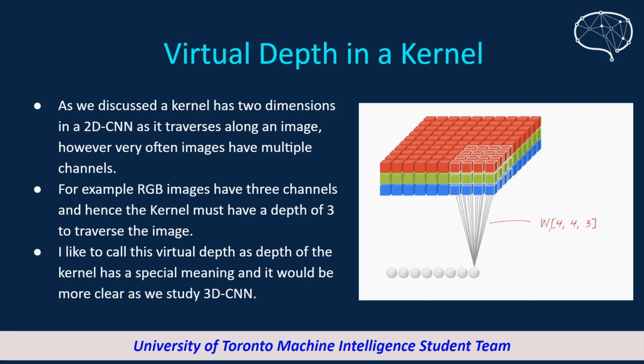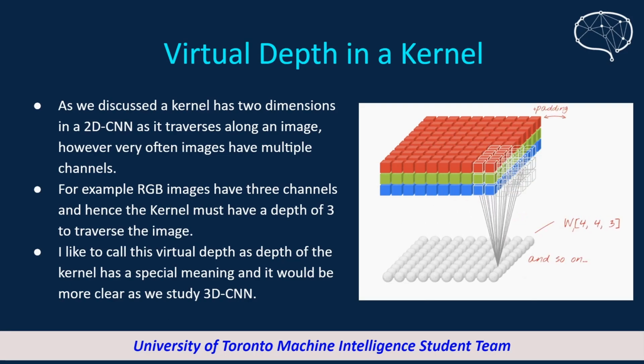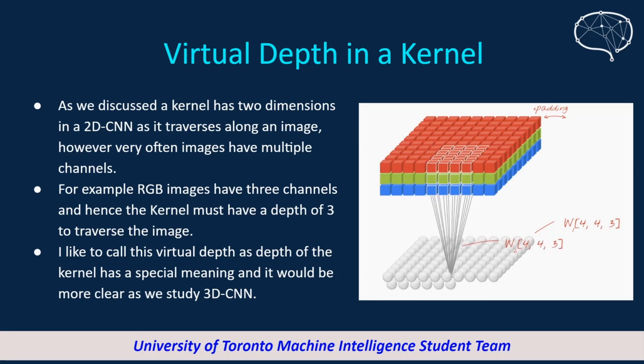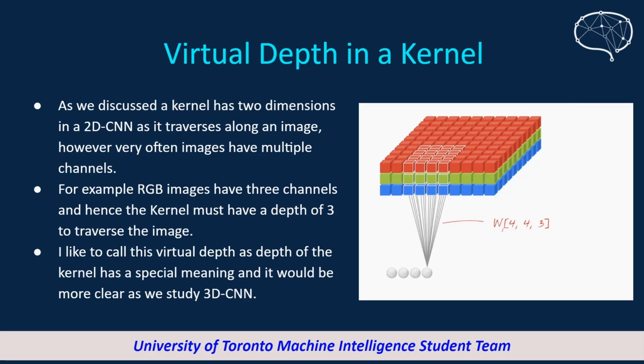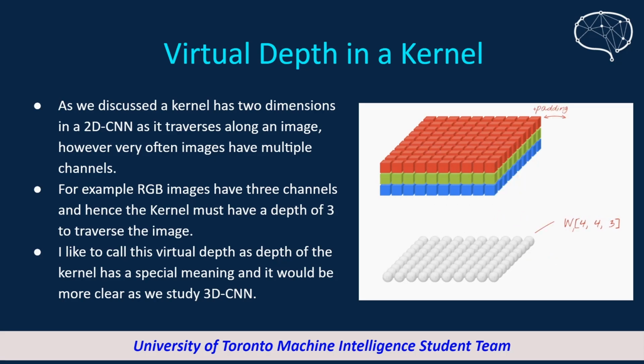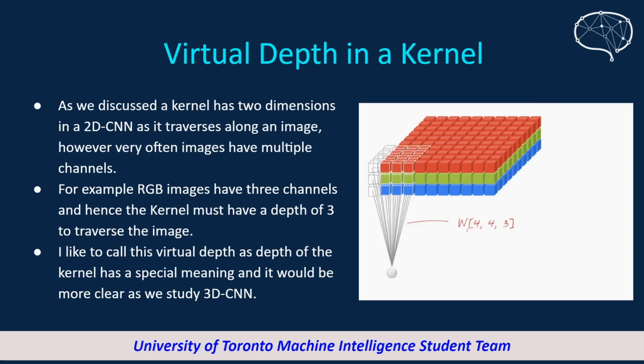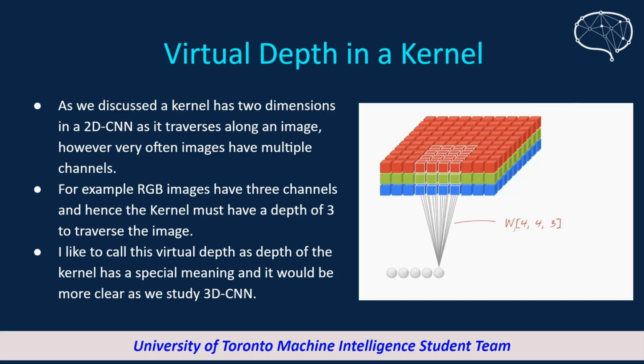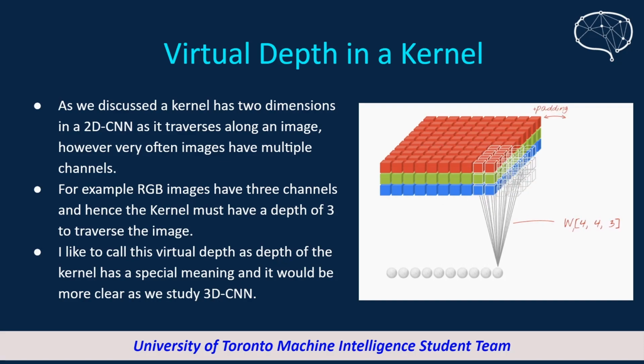As we discussed, a kernel has 2 dimensions in a 2D CNN as it traverses along an image. However, very often images have multiple channels. For example, an RGB image has 3 channels, and hence the kernel must have a depth of 3 to traverse the image. Another example is a grayscale image, where the number of channels is 1, and hence a kernel has a depth of 1. I personally like to call this virtual depth, as depth of a kernel has a special meaning and it would be more clear as we study a 3D CNN.